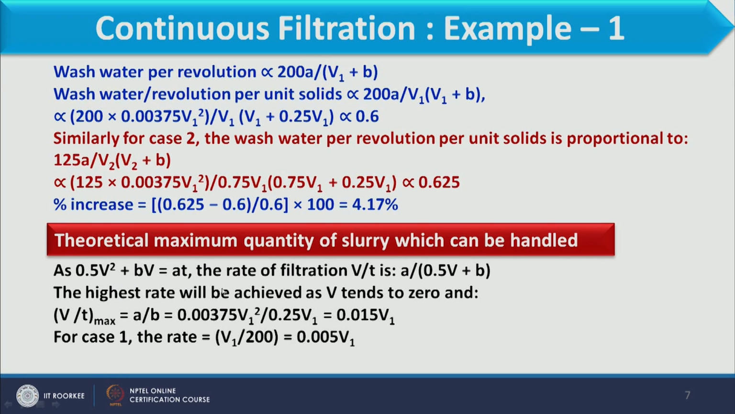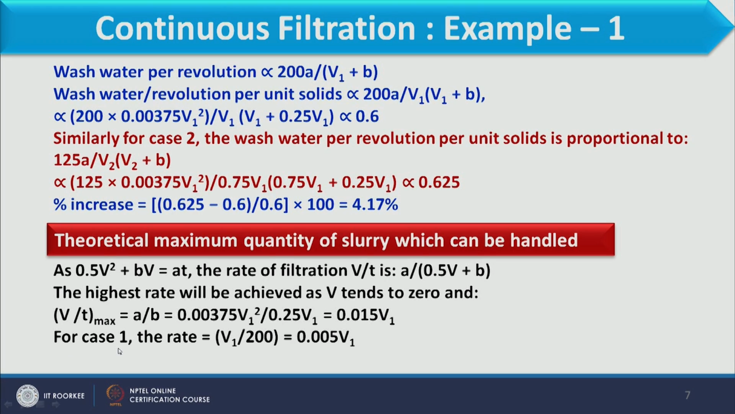So here we have to calculate the theoretical maximum quantity of slurry which can be handled. For this we should know the rate of filtration. If you remember, this expression we have already derived in a previous slide, and from this equation we can calculate V by T as A divided by 0.5 V plus B. Now this rate of filtration is affected by this volume, otherwise A and B are constant. So the highest rate can be achieved when we consider V as 0, and that value comes as A by B, which is equal to 0.00375 V1 square divided by 0.25 V1, and it gives 0.015 V1.